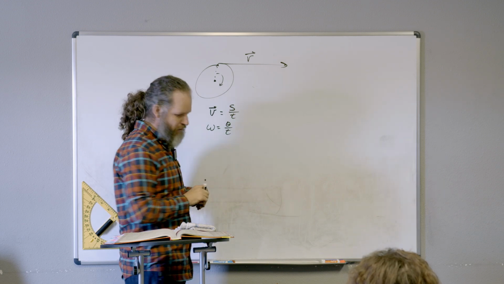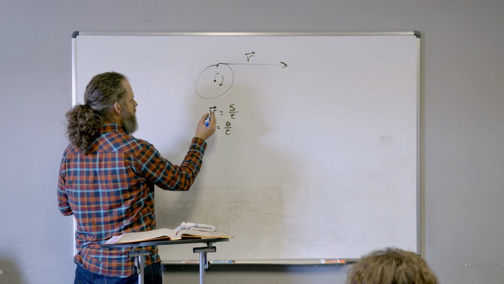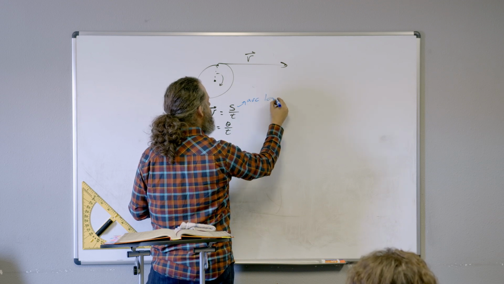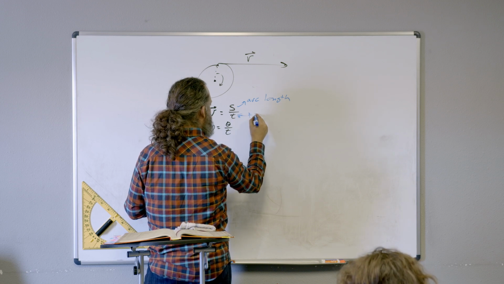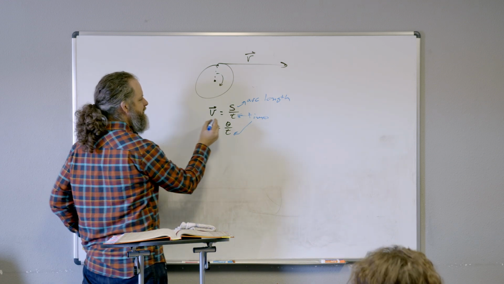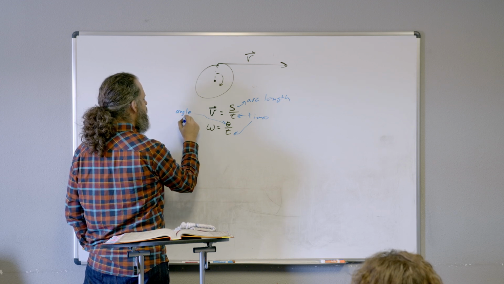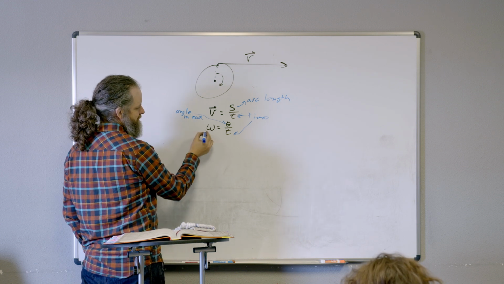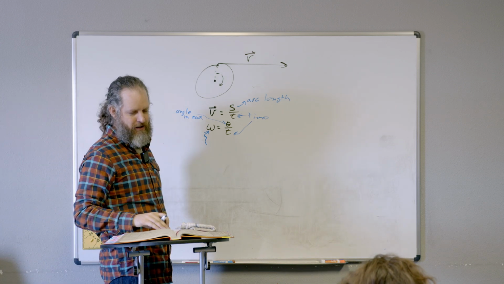All right, so what are all of these letters? Let's see if we can collect some of that information. S is the arc length. T is time. Theta is the angle. Has to be in radians, right? And this is angular velocity, right?